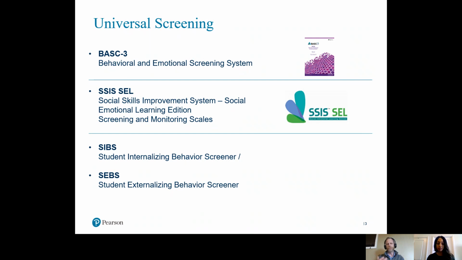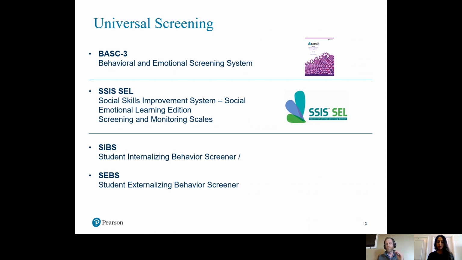So Review 360 houses 3 of them that you can choose any one of them or all of them if you'd like. There's the BASC-3. Part of the BASC-3 is called the Behavioral and Emotional Screening System. So it's the BASC-3 BESS. So Review 360 incorporates the BESS. It also incorporates the Social Skills Improvement System, Social Emotional Learning, Screening, and Monitoring Scales. There is also another measure that it's kind of split into 2, the SIBs and the SEBs. And what that looks at is student internalizing behavior and student externalizing behavior.